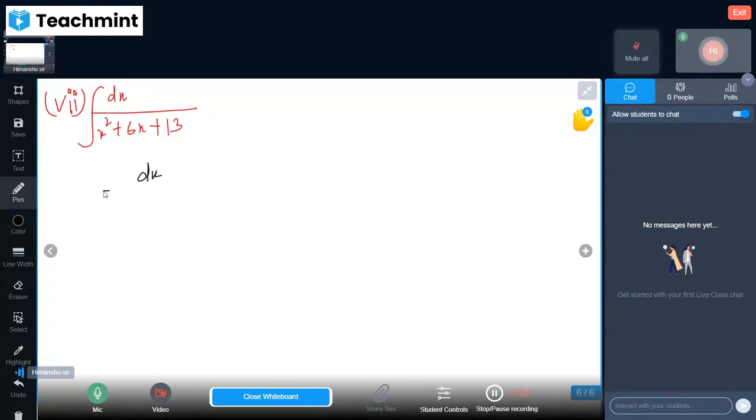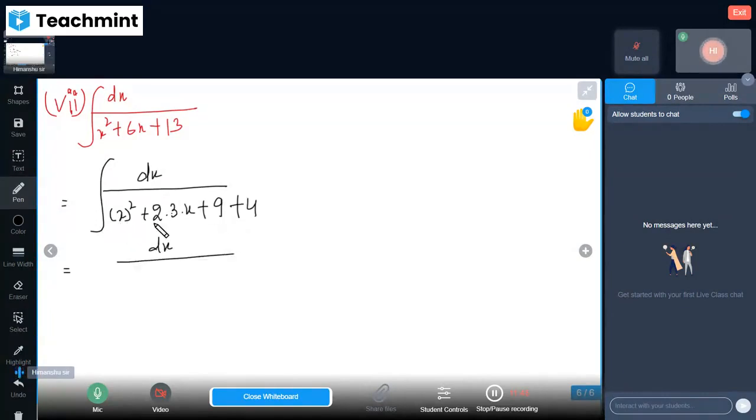So for the squaring purpose, we are doing a certain arrangement. dx upon x square plus 2 into 3 into x. That means here 3 is there, so there must be 9 because 3 square is 9, and excluding 9, the remaining part is 4. So this is the arrangement. A certain extra term has been excluded. So this term becomes (x plus 3) whole square, and the remaining is 2 square, since 4 is 2 square.